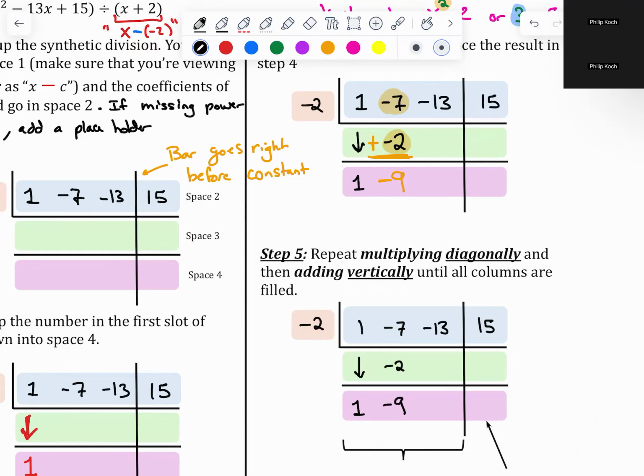Then we continue the process, multiply diagonally. -2 times -9 is +18. Then add vertically. -13 plus 18, that's +5. Multiply diagonally. -2 times 5 is -10. And then we will add vertically. 15 plus -10 is +5, and we are done.